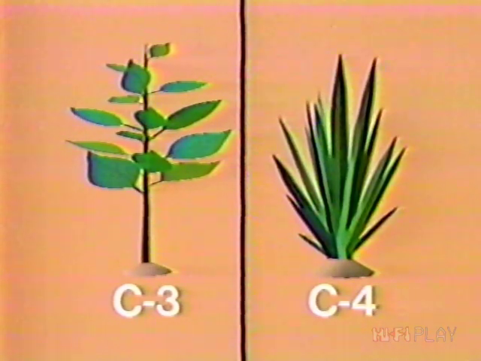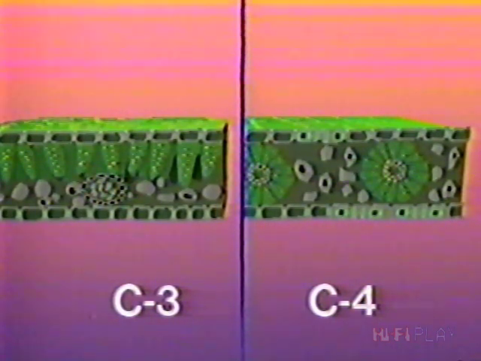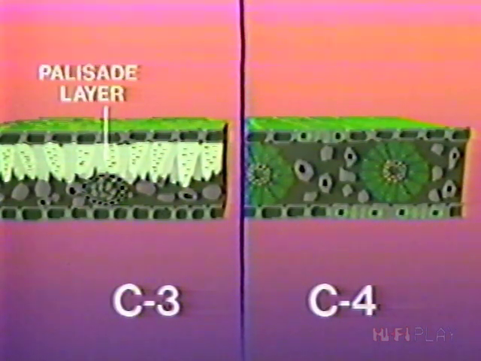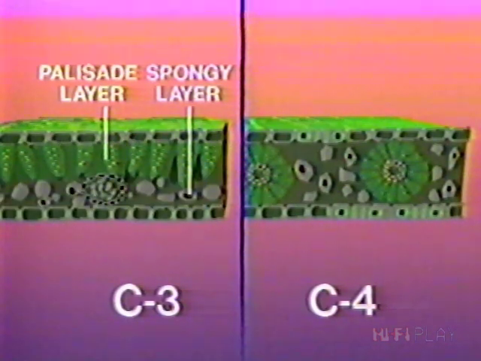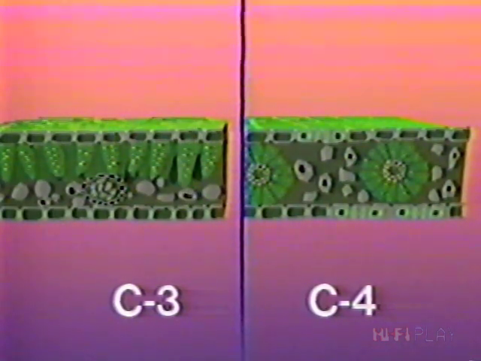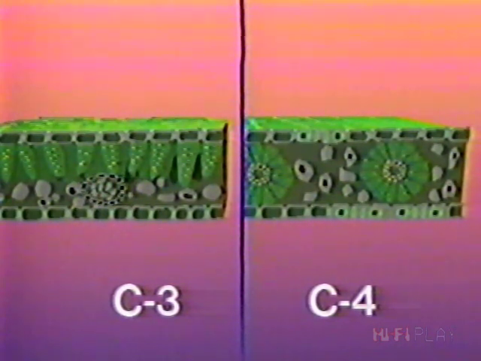In both C-3 and C-4 plants, the interior of the leaf is called the mesophyll. In C-3 plants, the mesophyll cells, where photosynthesis occurs, are arranged in 2 layers. At the top is the palisade layer, and below it is the spongy layer, named for its sponge-like appearance. Embedded in the spongy layer are bundle sheath cells, which surround the network of veins spread throughout the leaf.